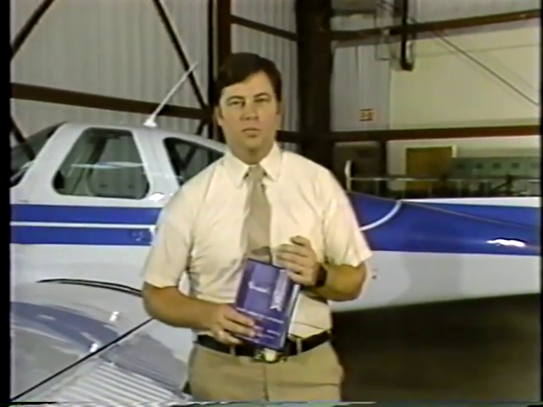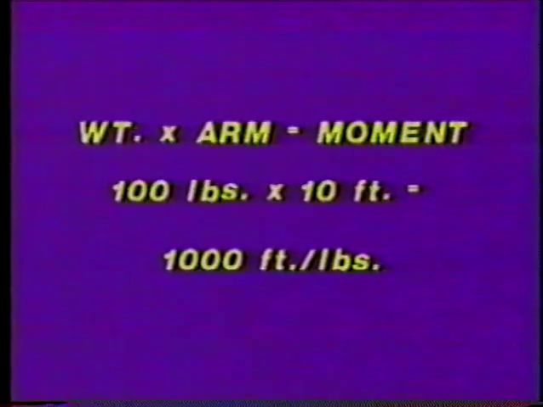If the weight on the teeter-totter is 100 pounds and its location is 10 feet from the fulcrum, what is the force of the weight acting on the board, or what is the moment? Using the formula, weight times arm equals moment, we simply fill in the known values. Weight being 100 pounds, arm being 10 feet, multiply weight times arm, and the moment value is 1,000 foot-pounds.